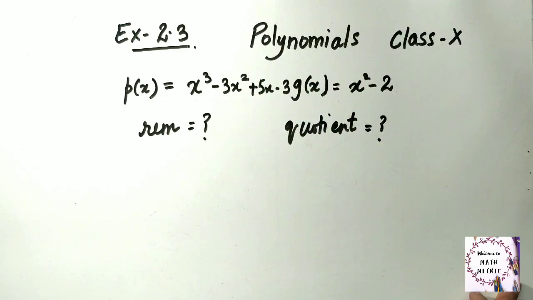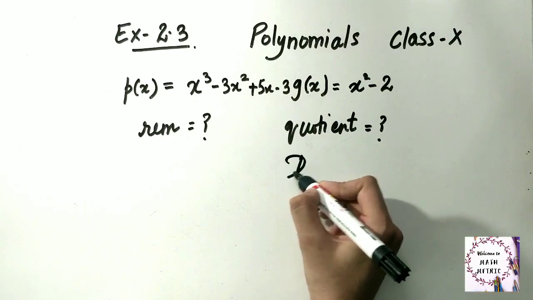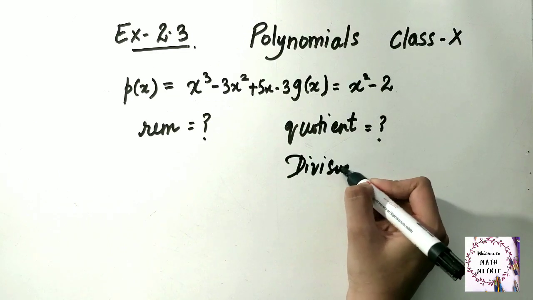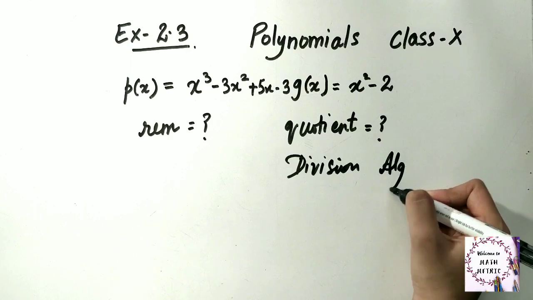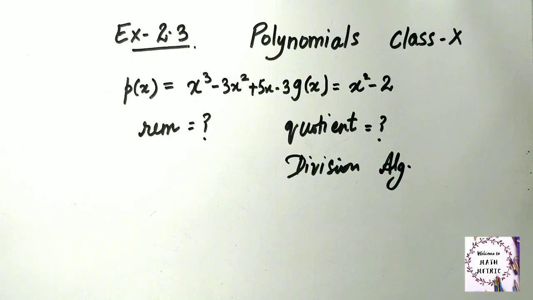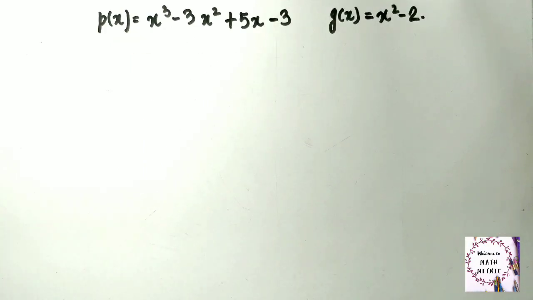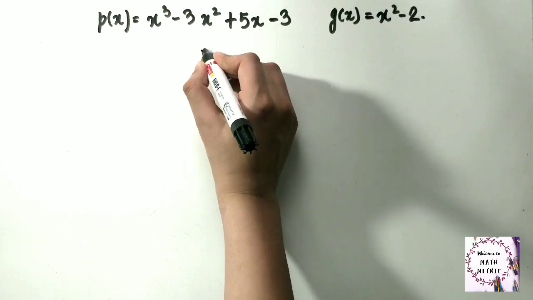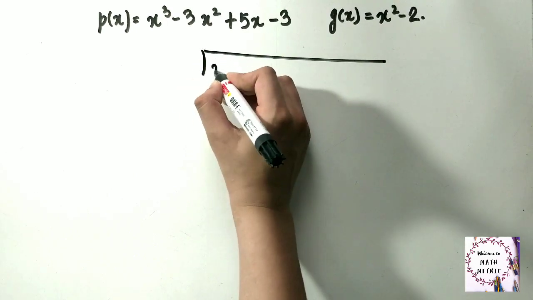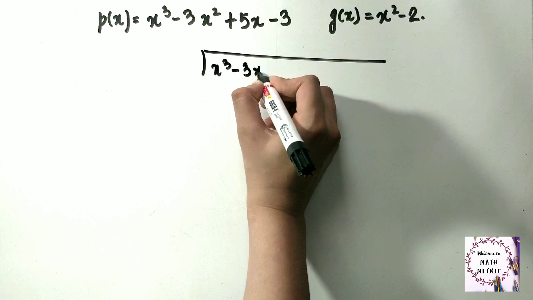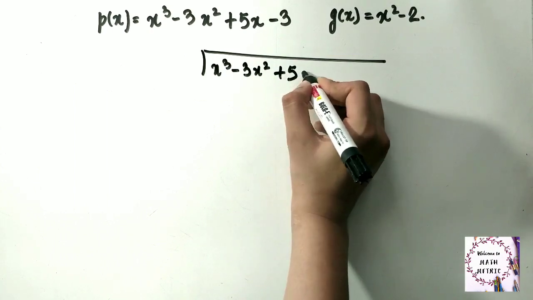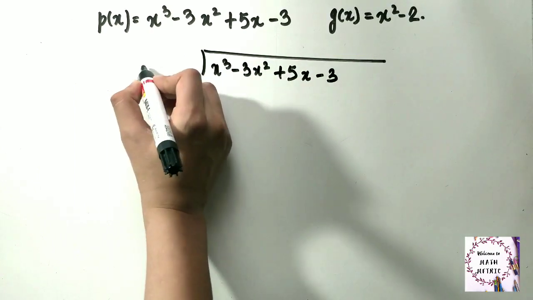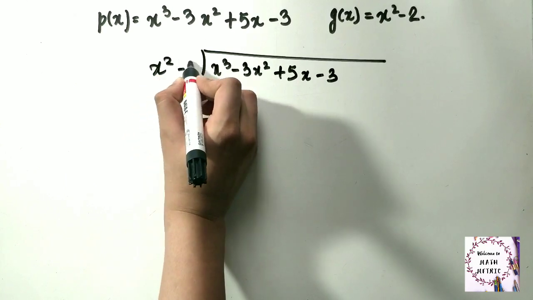So how to find this? We are going to find this by using the division algorithm. Now to solve this by division algorithm, we will write p(x) and g(x). So let us write p(x) over here, x cube minus 3x square plus 5x minus 3, and the value of g(x) here, x square minus 2.